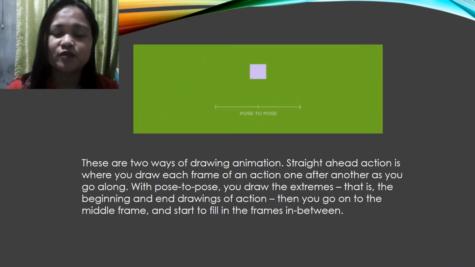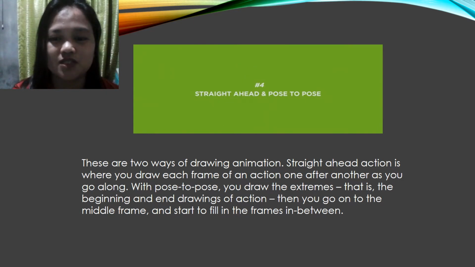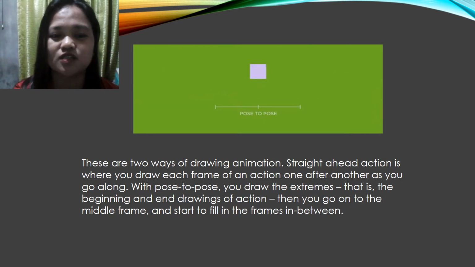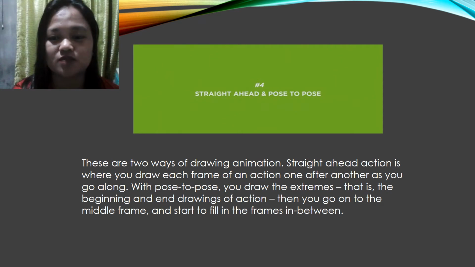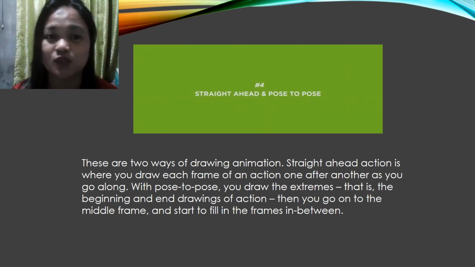Number four principle of animation is straight ahead and pose to pose. These are the two ways of drawing animation. Straight ahead action is where you draw each frame of an action one after another as you go along. With pose to pose, you draw the extremes, that is the beginning and end drawings of the action. Then you can go on to the middle frame and start to fill in the frames in between.